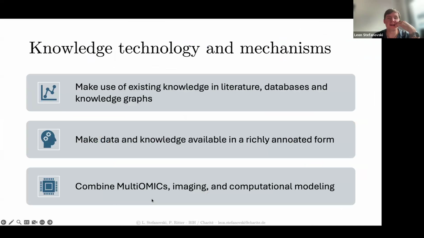So to summarize, we can use existing knowledge with knowledge technology, and I've not even spoken about implementing large language models in all this process. I think it's really a treasure to use knowledge databases that are available out there, and annotate them, connect them with our experiments, and combine it also with multi-omics imaging data to enrich the experiments that we do with information that is more close to the actual basis of disease, which is usually on the molecular scale.